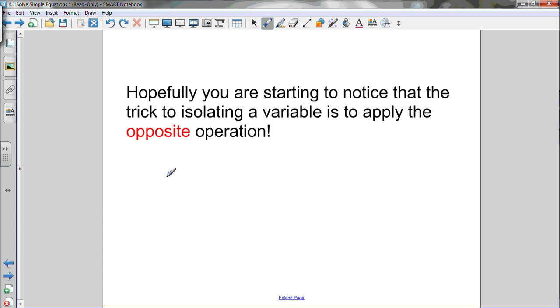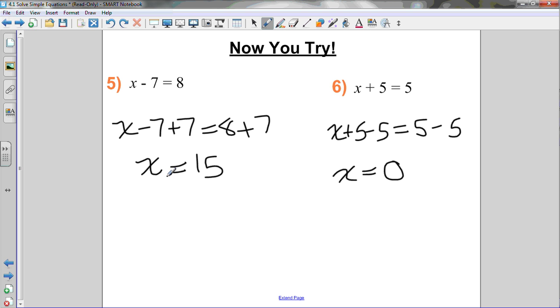Okay, so like I've been saying, hopefully you're starting to notice that the trick to isolating a variable is just to apply the opposite operation. So what we'll hopefully get in the habit of, hopefully every time you won't have to write out plus 5 minus 5, for example, on this side of the equation, you'll know that those are just going to cancel. So what we're going to want to do, I'm going to rewrite the question.